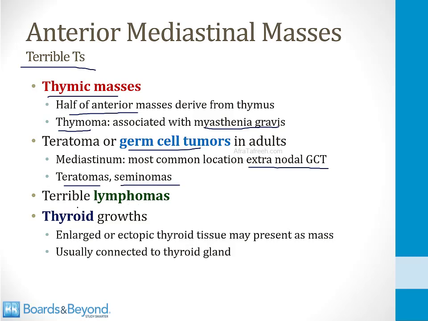Lymphomas often develop here. They go by the mnemonic terrible lymphomas to fit with the four T's. And then finally, thyroid growths can occur in the anterior mediastinum, causing a mass. Some patients have enlarged or ectopic thyroid tissue that arises here. It's usually connected to the thyroid gland.